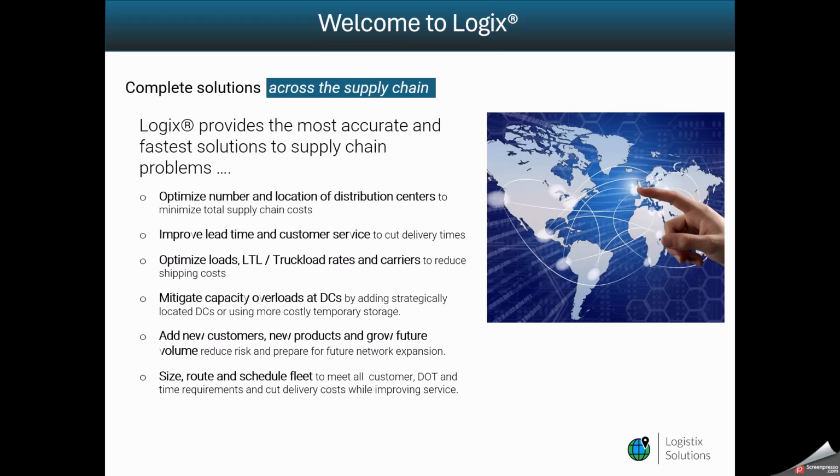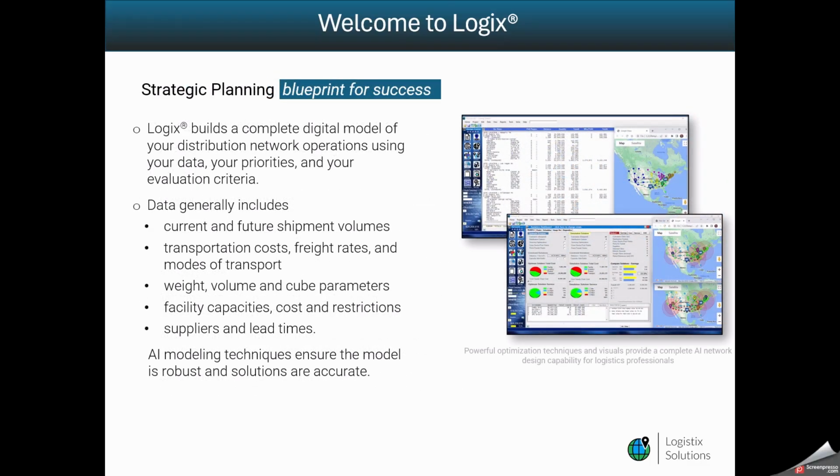How do I deal with capacity overloads at my DCs? Should I use costly temporary storage or add another DC, and where? Can I add new customers and new products using my current distribution network and still meet my service commitments? How do I size, route, and schedule my fleet to meet all my customer, DOT, and time requirements and reduce transport costs?